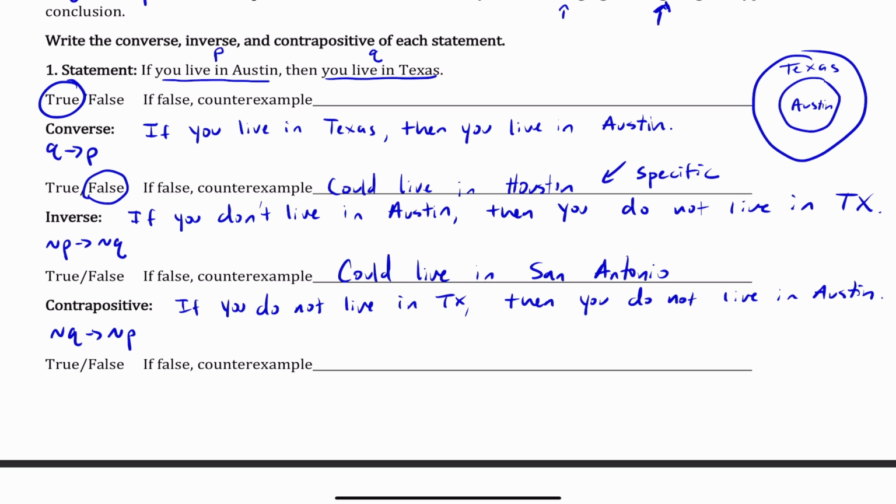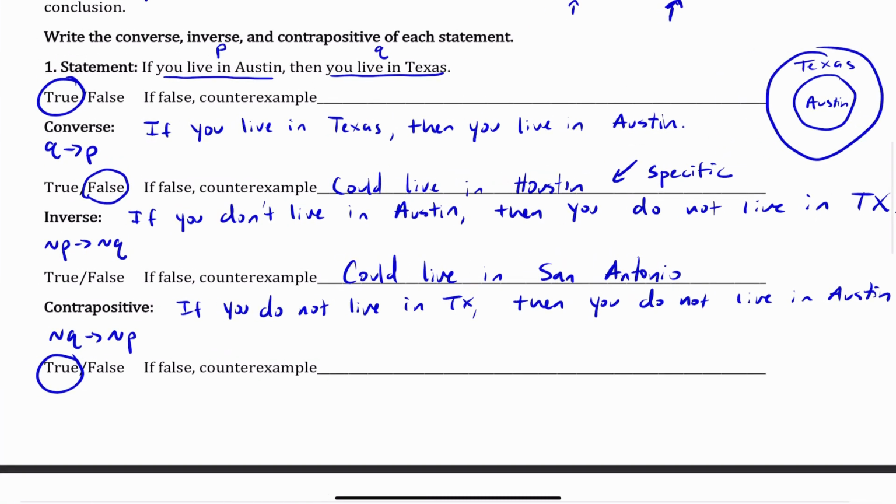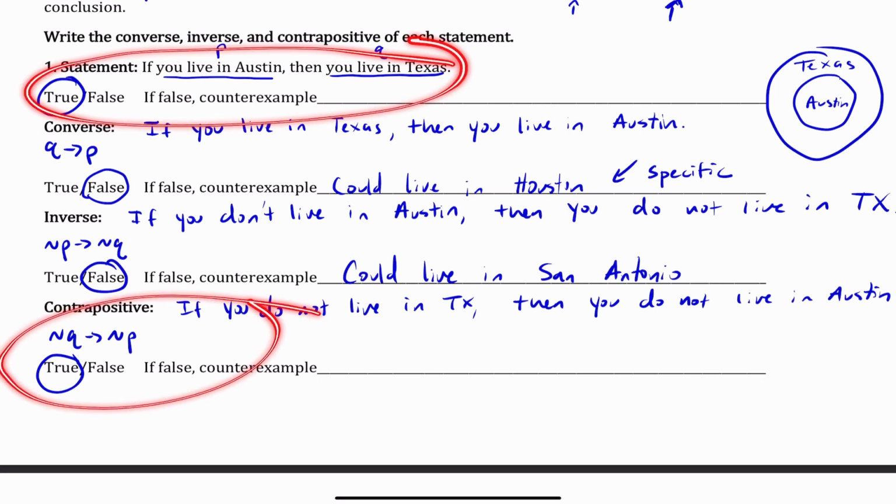Okay, let's think about this logically. If you do not live in Texas, then obviously you do not live in Austin, right? So this is a true statement. Oh, I should write false here. Okay, so now what I want you to do is look at the truth value. So notice that we have a conditional that's true and a contrapositive that's true.